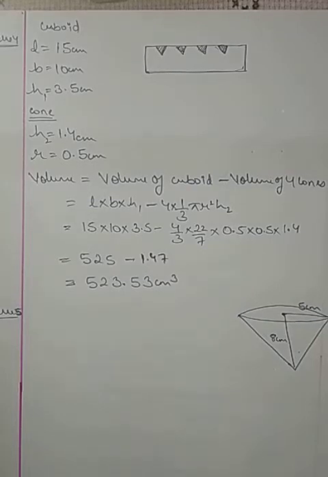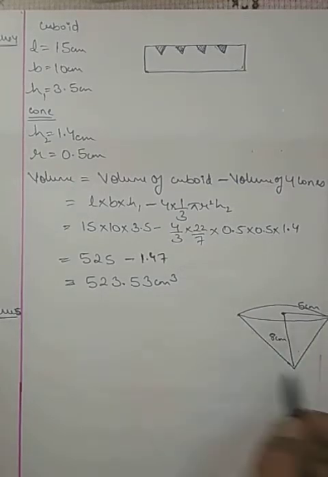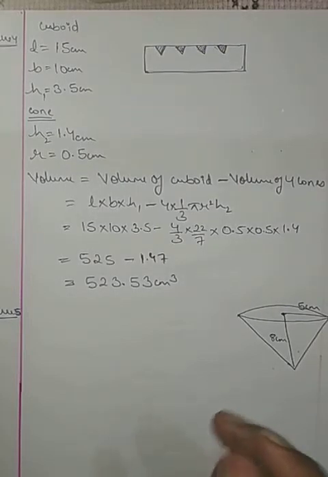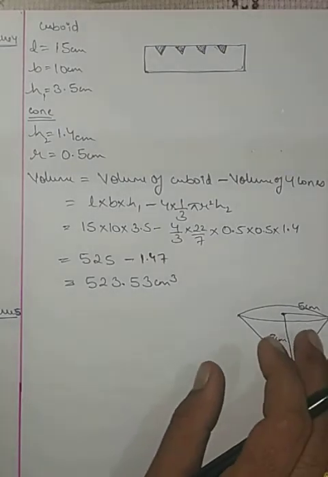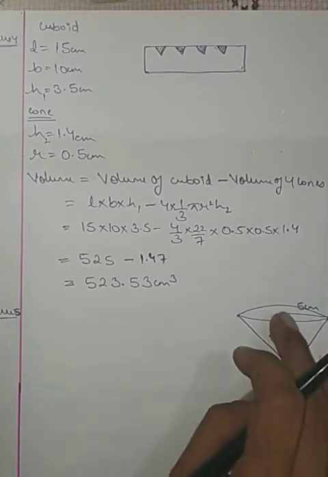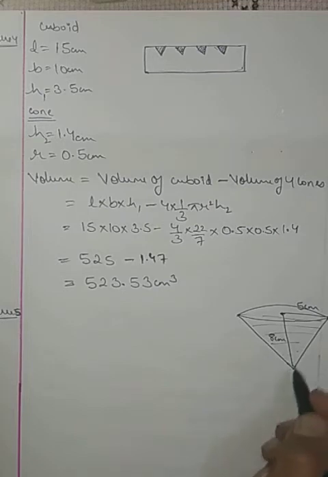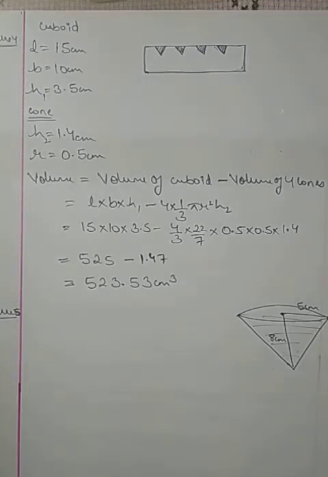Now coming to question number 5. What are they saying? A vessel in the form of an inverted cone like this, which is open at the top, the height is 8 centimeter, radius is 5, it is filled with water, means it is completely filled with water. When lead shots, means small spherical balls of lead, are dropped into the vessel, 1/4 of the water comes out.